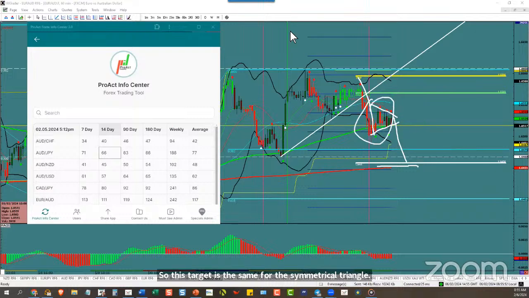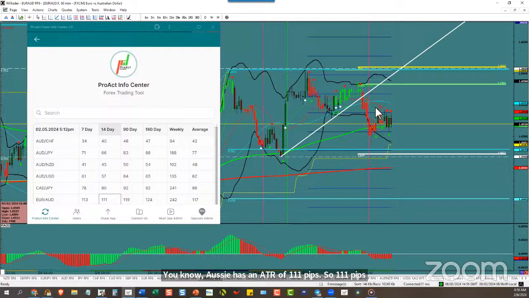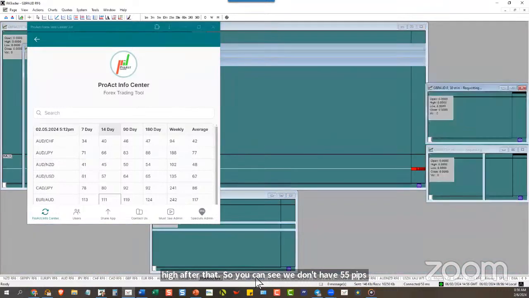All right. Now, let's see if we have any room here at all. It is a target because it was an alert from last night and never went. Euro Aussie has an ATR of 111 pips. So 111 pips from there. Actually, we got to change this and bring this back up to the high after that. So you can see we don't have 55 pips left. So walk away from it. Just walk away. Nothing there.